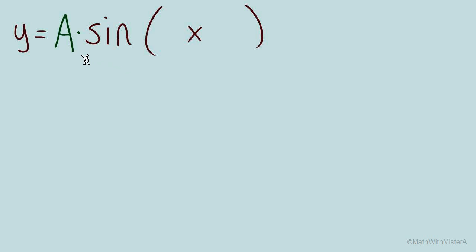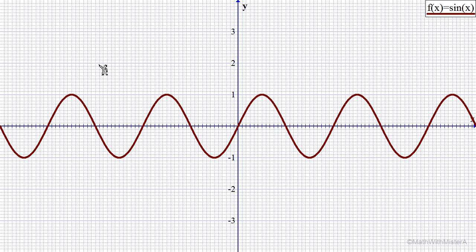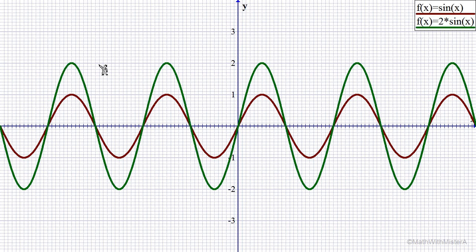First, our a transformation, as I call it, is some constant multiplied to the function. If you remember transformations from earlier, this a transformation, a constant multiplied out front, executes some sort of vertical stretch or compress. Let's go right to some examples. Here is y equals sine of x, and now let's make an a transformation. Let's look at the graph of 2 times sine of x.